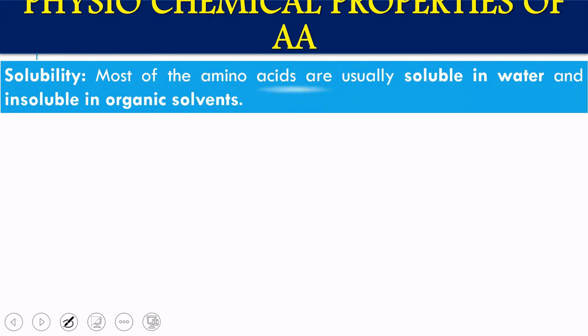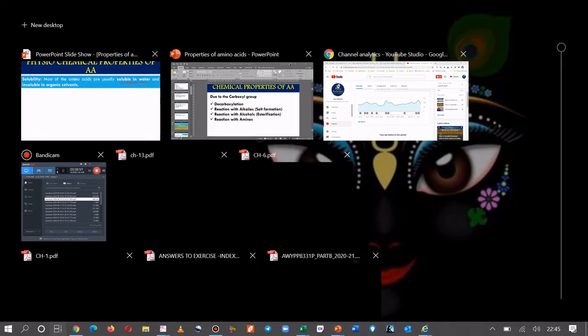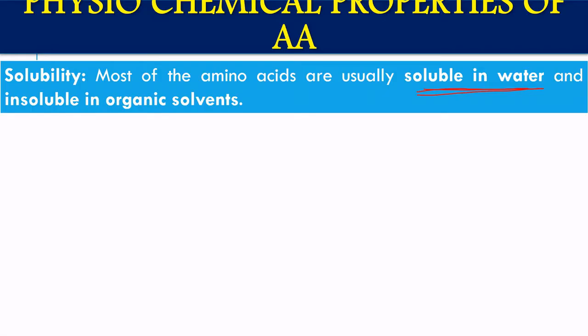First, we will see the physico-chemical properties of the amino acids. First, we are going to talk about solubility. Most of the amino acids have a COOH group, and because of that it can form hydrogen bonds, and because it forms hydrogen bonds, it is soluble in water. Almost all the amino acids have a COOH group and can form hydrogen bonds, so they are soluble in water, and normally insoluble in organic solvents.